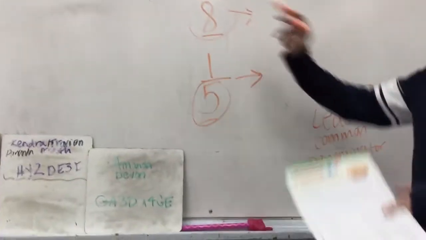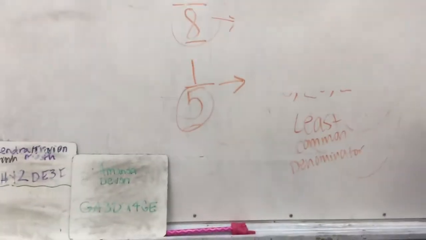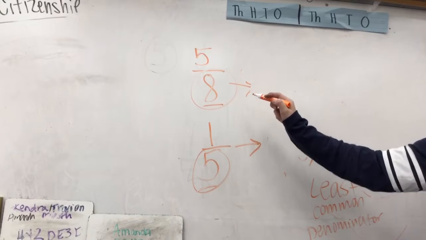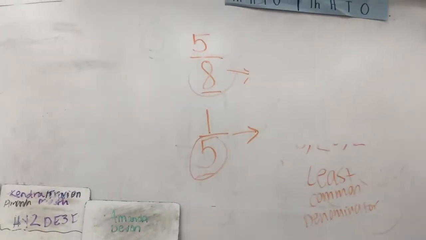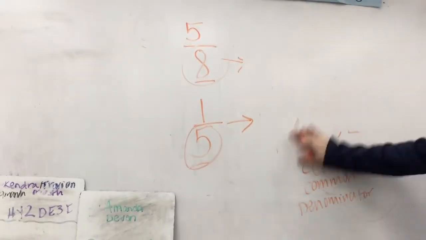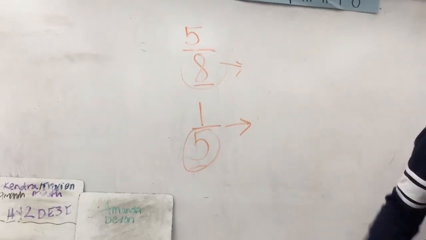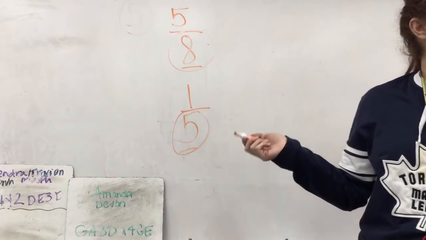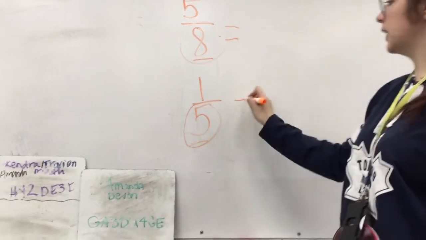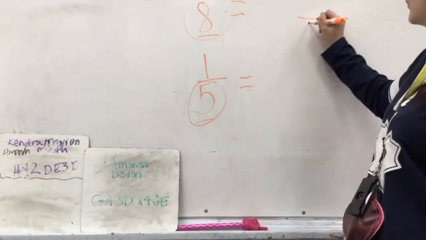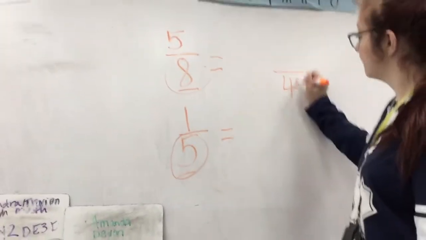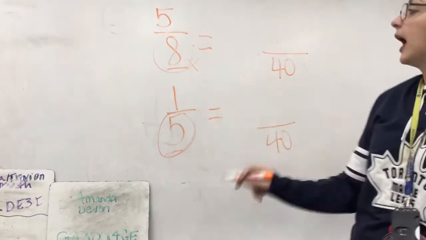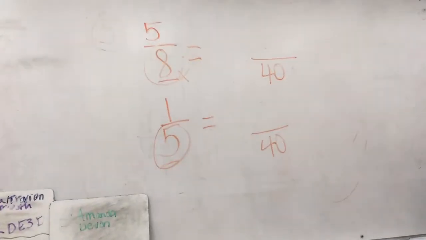What's our first fraction? 5/8. And what is this fraction? 1/5. Okay, and we know that our least common denominator was what? 40. So, since we're doing equivalent fractions, we're going to say equals. Well, our common denominator was what? 40. We already know our denominators. Now, we say 8 times what number equals 40? 5.